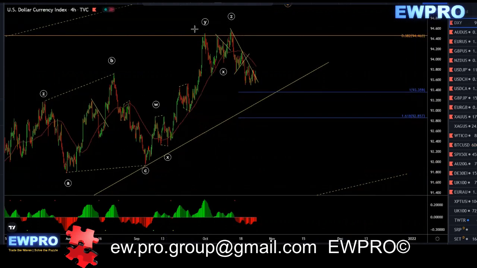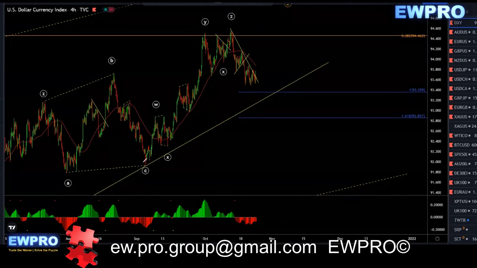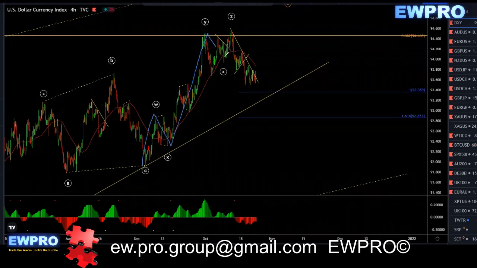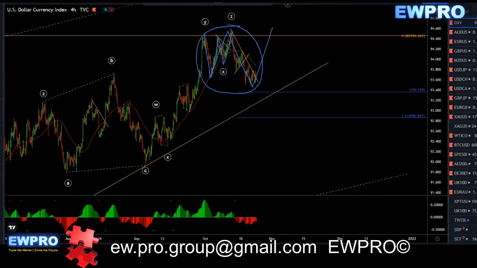H4, looking at that WXY, I was looking for an X2 and a Z up. We got this 3 up in here, so I was looking at that as an A, B, C for more upside. This is going to be a larger correction though.